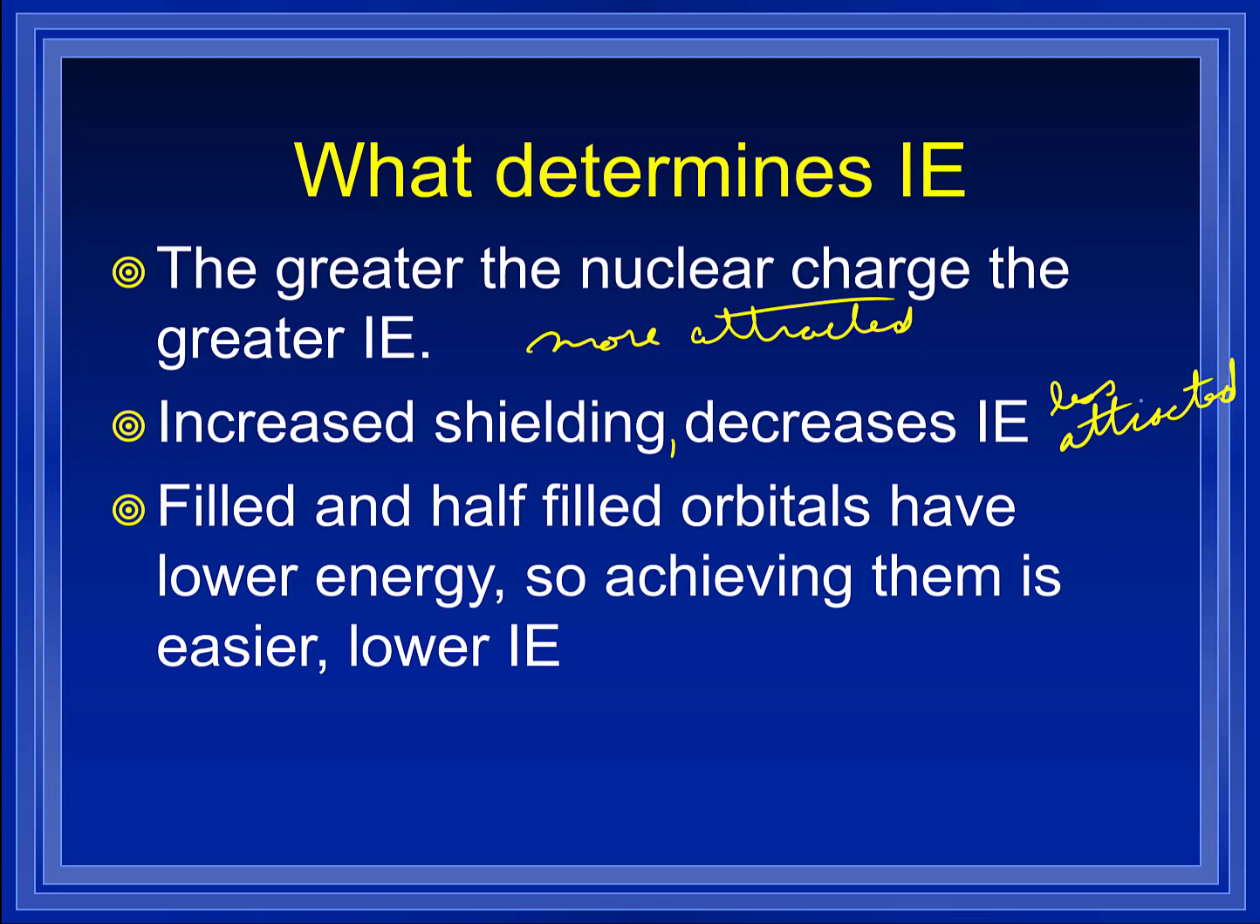And there's a third one we haven't mentioned for a while. Filled and half-filled orbitals are especially low energy. That means they're low on the ground, and to get them off, you have got to put in more energy. If it's low energy, to get rid of it, you've got to put in more energy to get away.